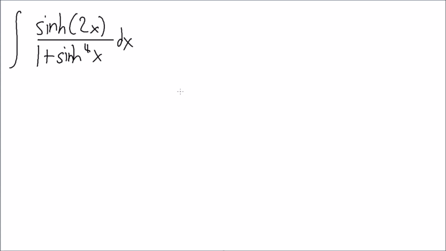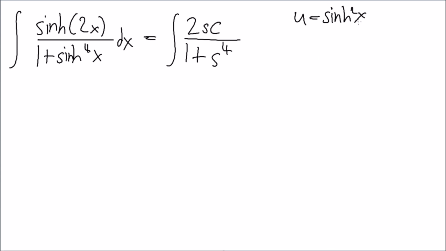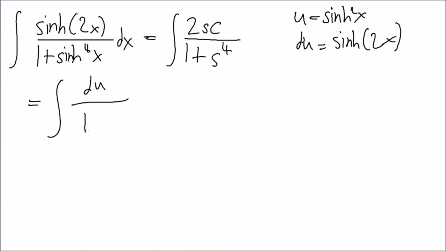Yeah. What do we do here? I mean, you could simplify it pretty much. 2 sinh cosh over 1 plus sinh to the power of 4. I think you already get the gist of this. Let u equal sinh, but I'm going to let u equal sinh square, so that du actually ends up being sinh 2x. And so now what you actually have is you just end up with du over 1 plus u square. This is inverse tangent, so you end up with inverse tangent of sinh square plus c.